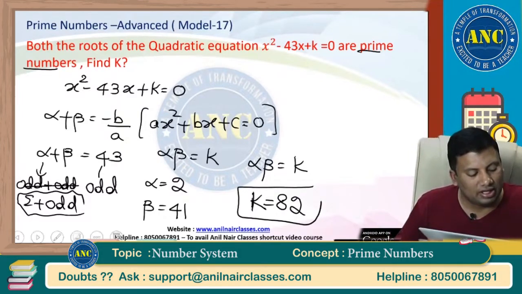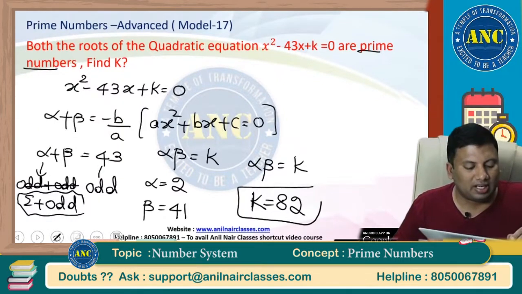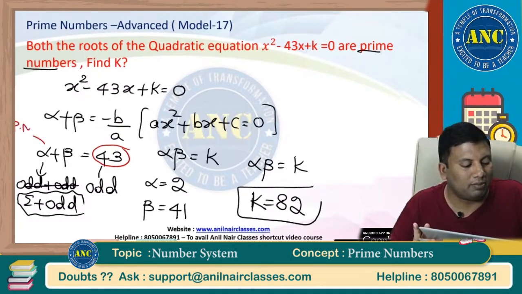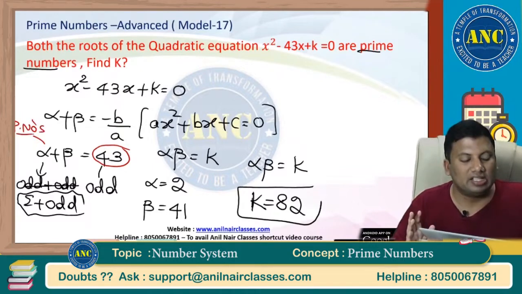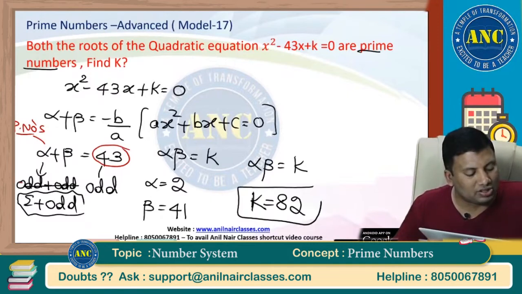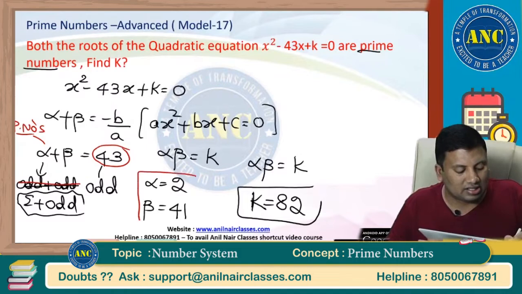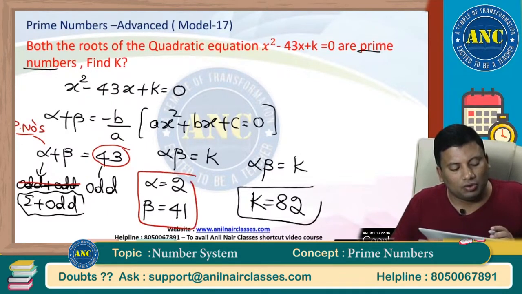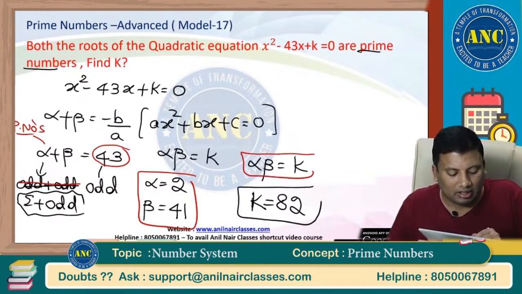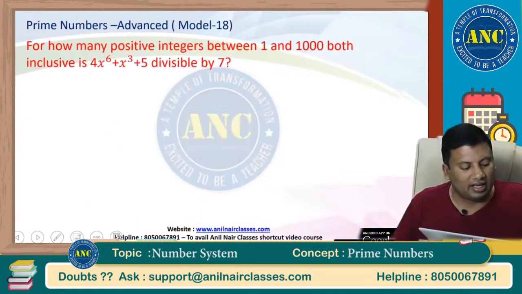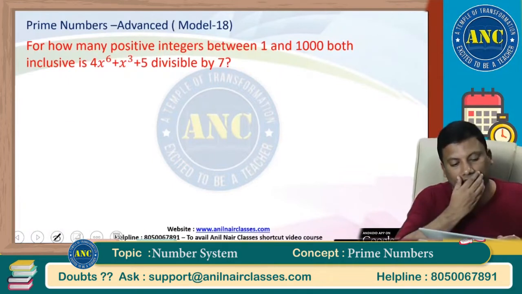The sum of the roots is 43, so alpha plus beta equals 43, an odd number. Alpha and beta both are prime numbers. Odd plus odd is even, so both of them cannot be odd. Even plus even is not possible. One has to be even, another has to be odd. So the only case possible is alpha 2 and beta 41. The product of the roots is 2 into 41, which is 82. Idea clear? Next, a beautiful question.